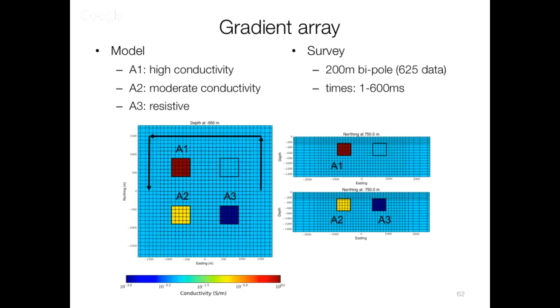So we've got a gradient array. We've got an A electrode, a D electrode, and we've got current that is going to go around the horseshoe. We've got 4 blocks in here. This one is just the same conductivity as the background. This one's a very conductive block. It's a moderately conductive block, and that's a resistive block. So 4 different blocks, and we're going to just have one current source, and then we're going to measure electric fields in bipoles across this whole region.